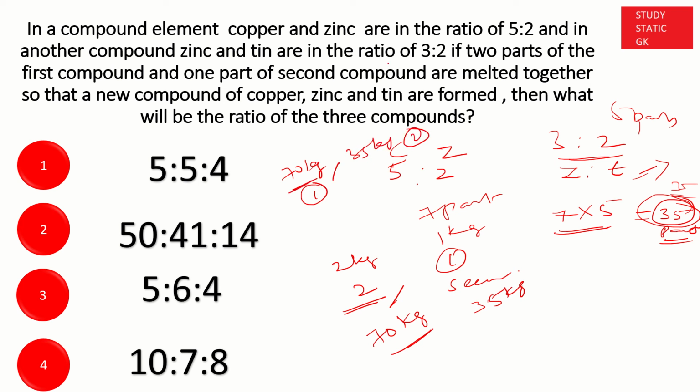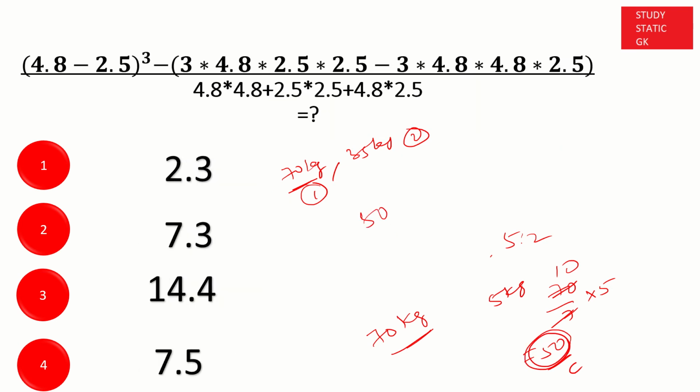In the 70 kg, what is it here? Here the ratio is 5:2. That means the total 70 by 7 into 5. 7 times 5, this is 50 kg. 50 kg of what? Copper. In the first compound, in the total 70 kgs, what is the quantity of copper I am calculating? That is 50. Alright, so keep this aside.